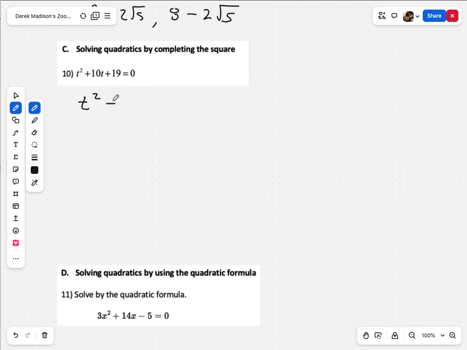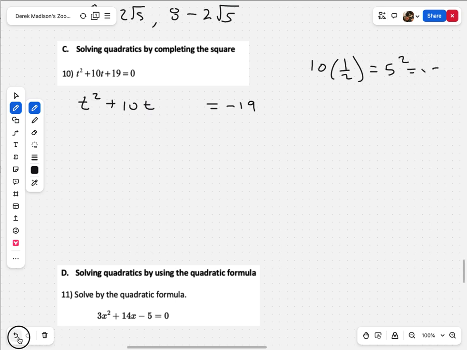So t squared plus 10t. I'm going to leave myself some space there because I'm going to end up adding something. And then our first step was to write that 19 over to this side, so that becomes minus 19. A is 1, so we don't have to worry about the second step. The third step is the kind of magic one where we take half of 10, that is 5, and then we square it, which makes 25. And that's the number we're going to add to both sides of this equation.